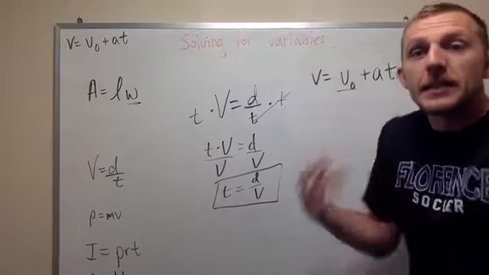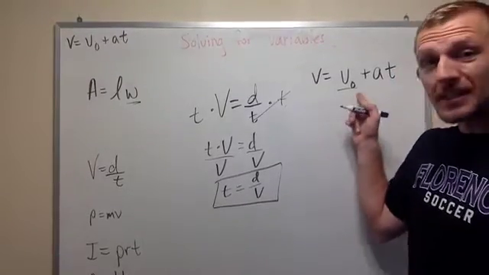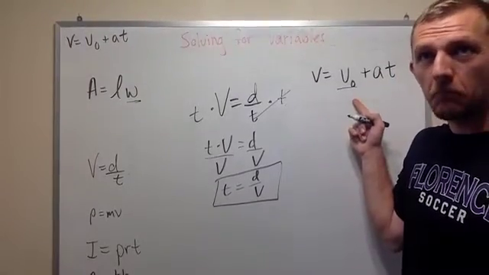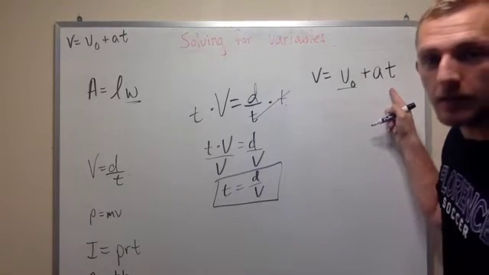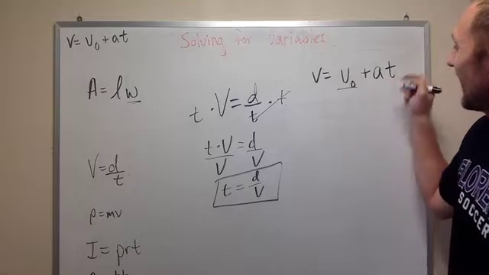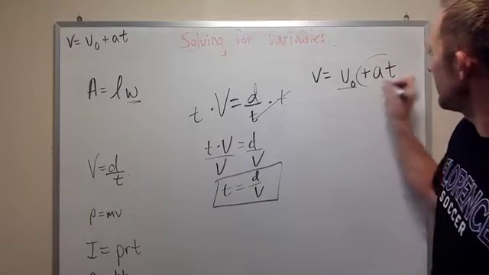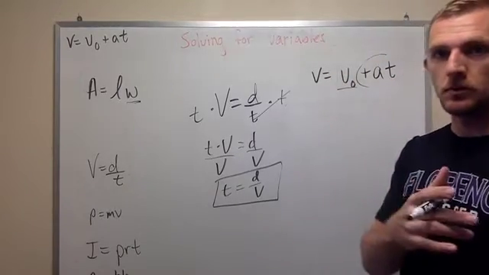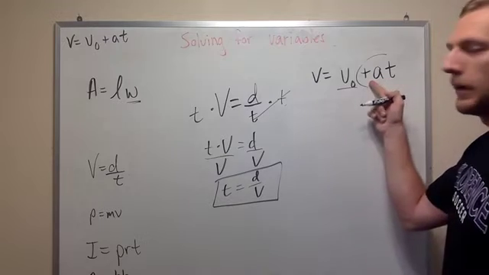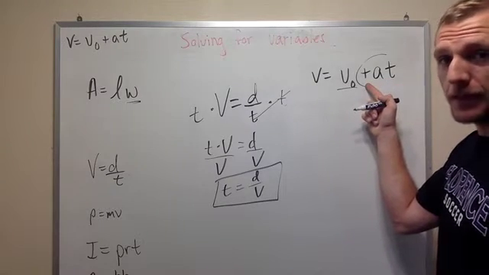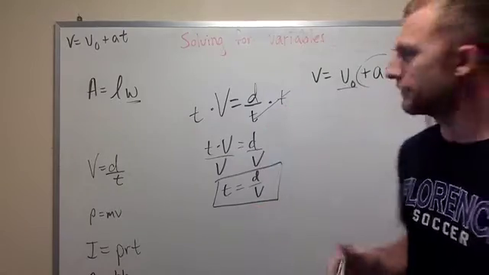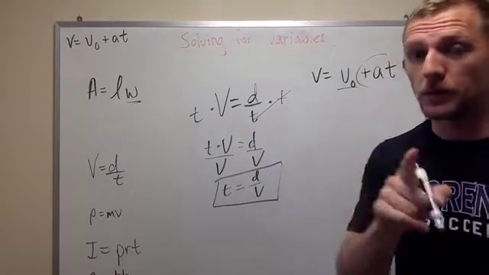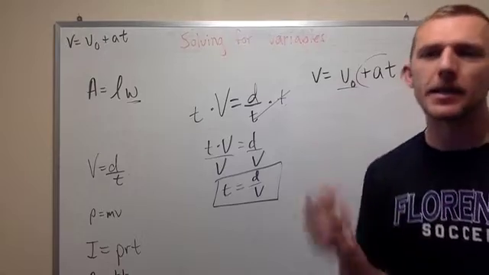So what do I have to do? I have to get this on its own, right? Is it connected to anything? Yes. It is connected to the AT, right? If it's connected to the AT, I have to move this AT over to here. How is it connected? It's connected by addition. So therefore, what's the opposite of addition? Subtraction.